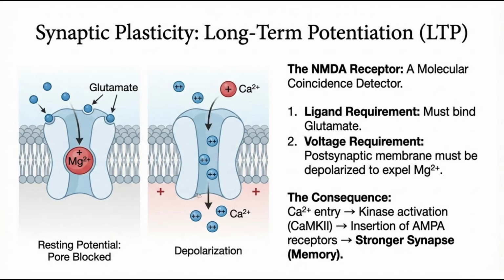Both cells are active at the same time. The presynaptic cell is talking and the postsynaptic cell is listening intently. When that coincidence happens, the magnesium pops out and the channel finally opens. And what comes in when it opens? Calcium. And this is the magic.